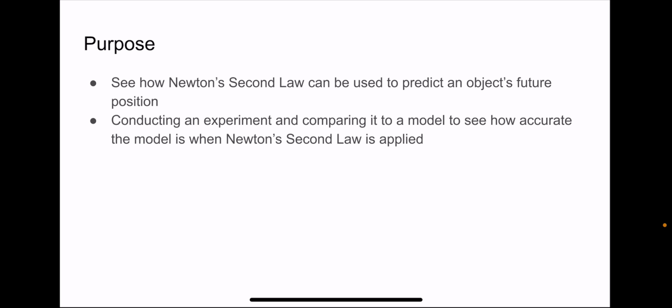This is true for all forces and not valid for systems with non-constant mass. Okay, so for the purpose of this lab, we want to see how Newton's second law can be used to predict an object's future position. In order to do this, we're going to conduct an experiment and compare it to a model to see how accurate the model is when Newton's second law is applied.